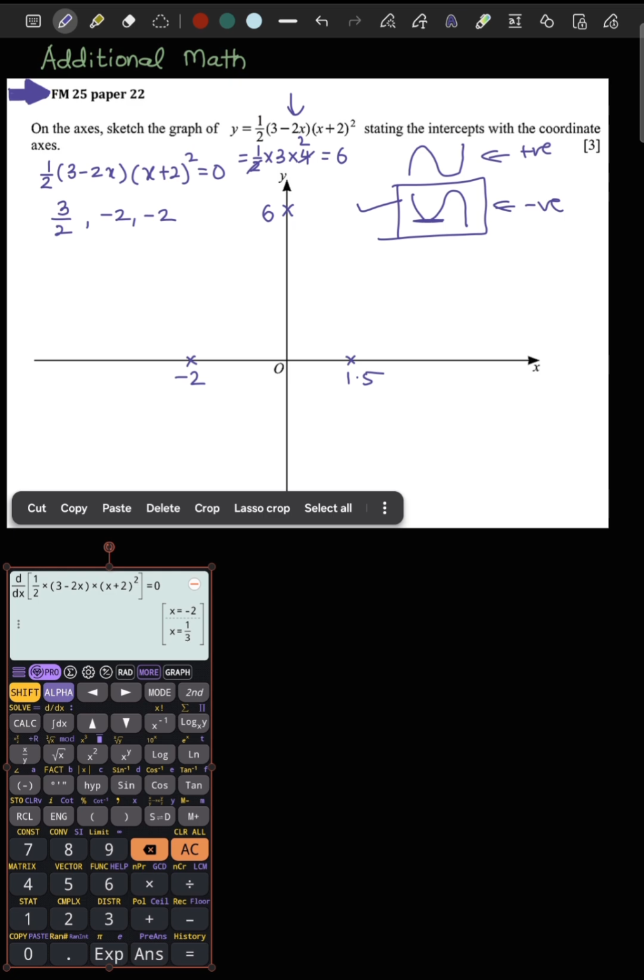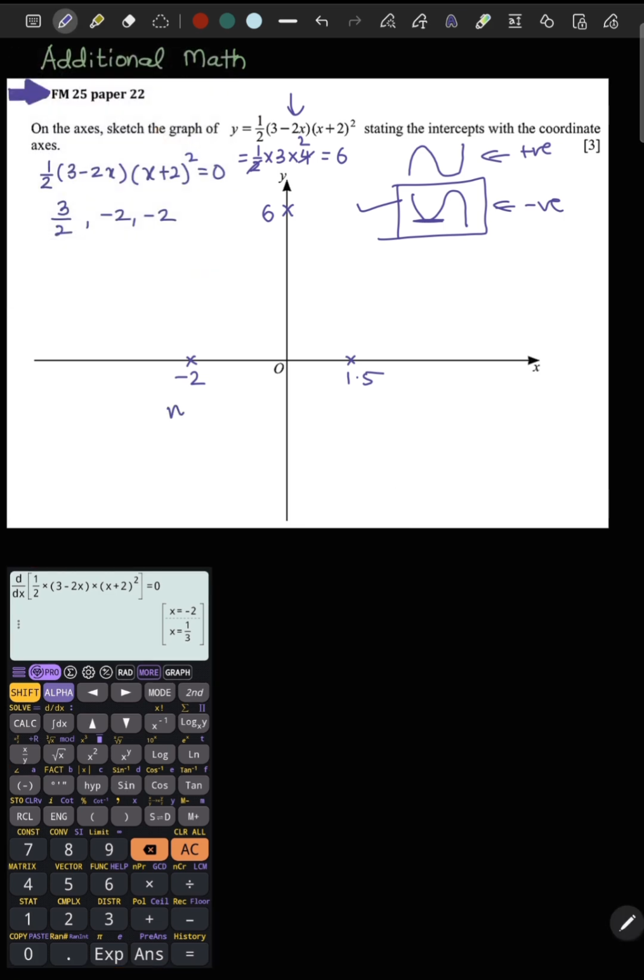x equals minus 2 we already knew. That is going to be your minimum. So this curve is going to have a minimum at this point. And this 1/3 is where we're going to have a maximum. So at 1/3, approximately here, I'm going to have a maximum of this. So this curve is going to be at -2, take a turn, go to 6, then have a maximum and finally come to 1.5. I hope this is clear to you.